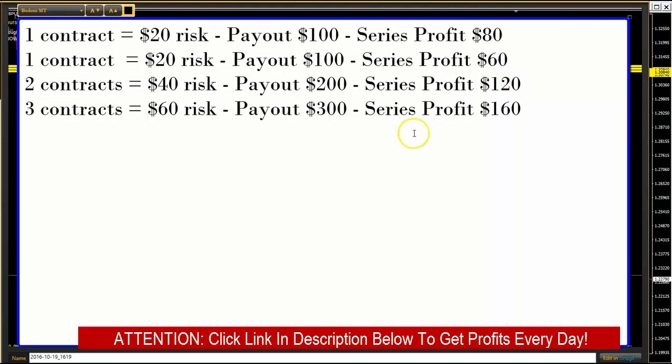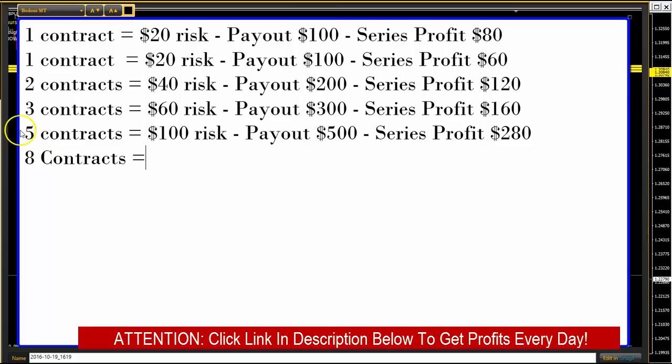On your 4th attempt here, if you win this 4th trade, your profit is going to be 160. That's a payout of 300 minus 60 minus 40 minus 20 minus 20. So it'll be a profit of 160. On your 4th, here we go. I'm sorry, on your 5th. That's 1, 2, 3, 4, the 5th trade.